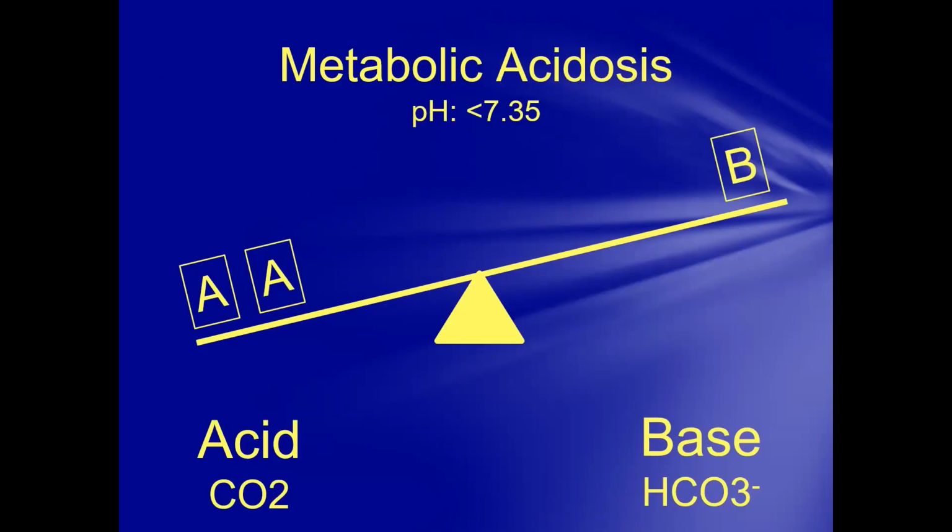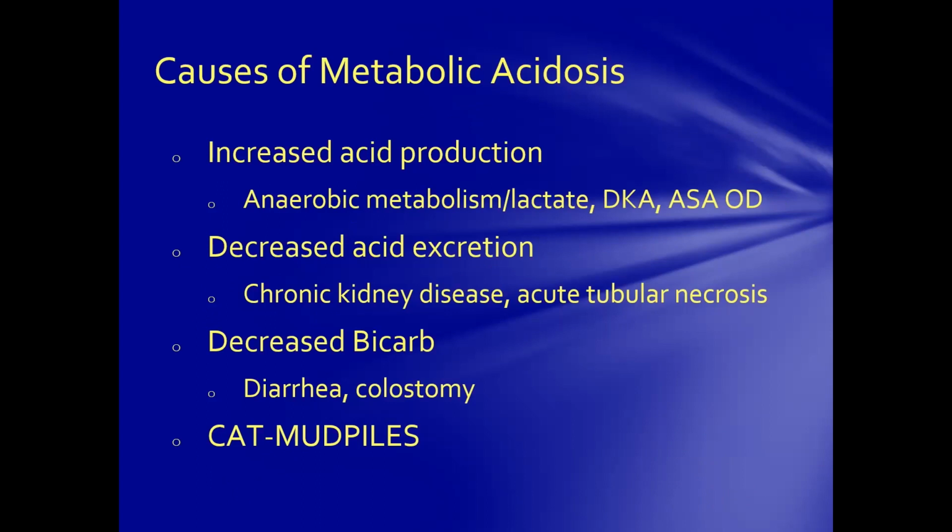For a metabolic acidosis, your pH is still less than 7.35, and you're still shifted to a higher acid concentration than you do a base concentration. In metabolic acidosis, ultimately, this is because you have less base in your body. Therefore, it allows the CO2 and the acid to accumulate in the body. So what causes metabolic acidosis?